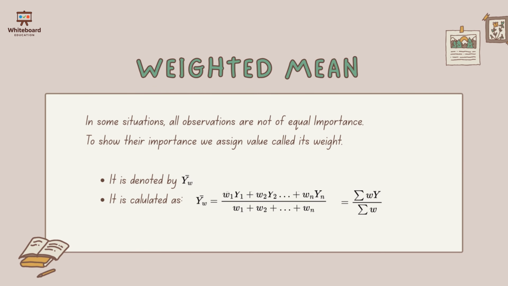Weighted mean, the last topic of the day. In some situations, all observations are not of equal importance. To show their importance, we assign a value called its weight. It is denoted by w and calculated as y bar subscript w equals w1y1 plus w2y2 till wnyn divided by w1 plus w2 till wn, which equals summation wy over summation w.